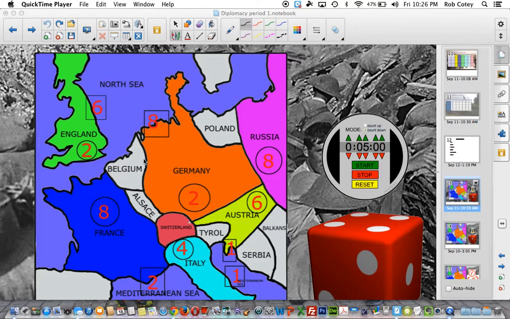But the beautiful part about this is at the end of it, when we introduce militarism and alliances and imperialism and nationalism, it makes that much more sense because the students have experienced it firsthand. They know what it's like to lose. They know what it's like to win. They know how it feels. And they really, really get into the game.